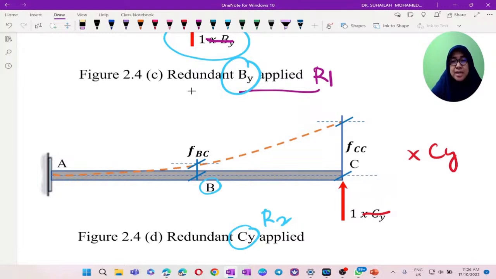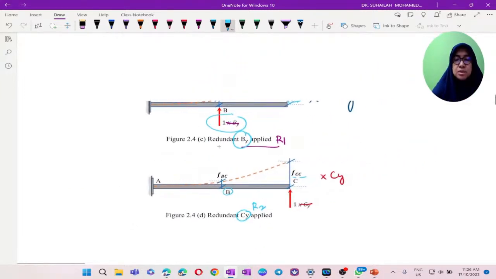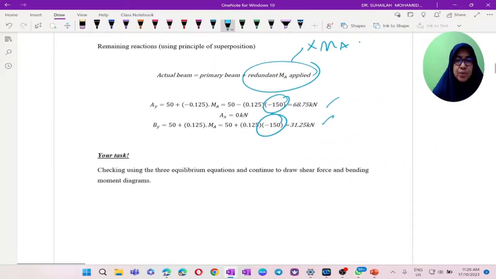Next one is at position C, redundant CY, meaning FCC. FCC means deflection due to a unit value at position C, redundant CY applied. So this is the general equation.